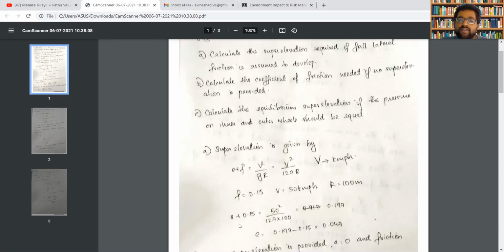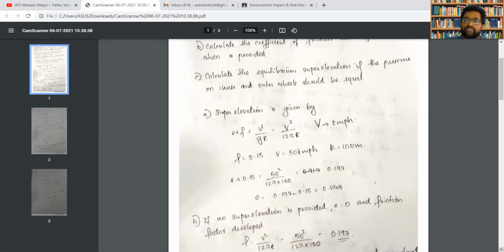0.15 is the value of coefficient of lateral friction. So the value of super elevation is equal to 0.047. So the first part of the question is done. You have obtained the value of super elevation as 0.047.